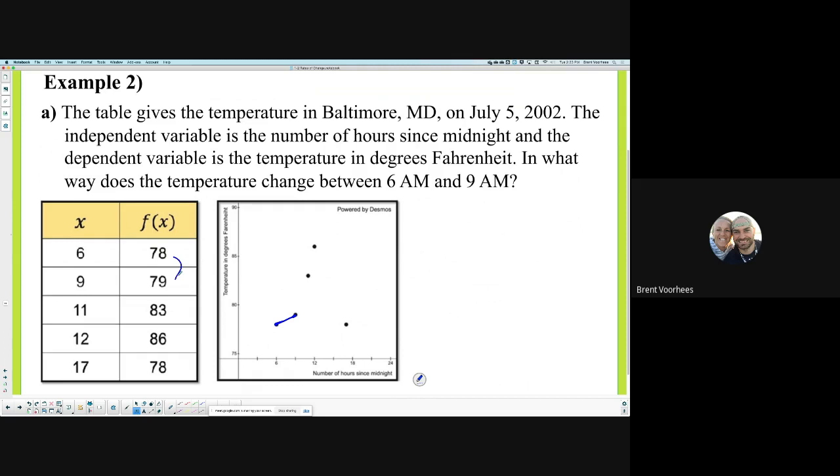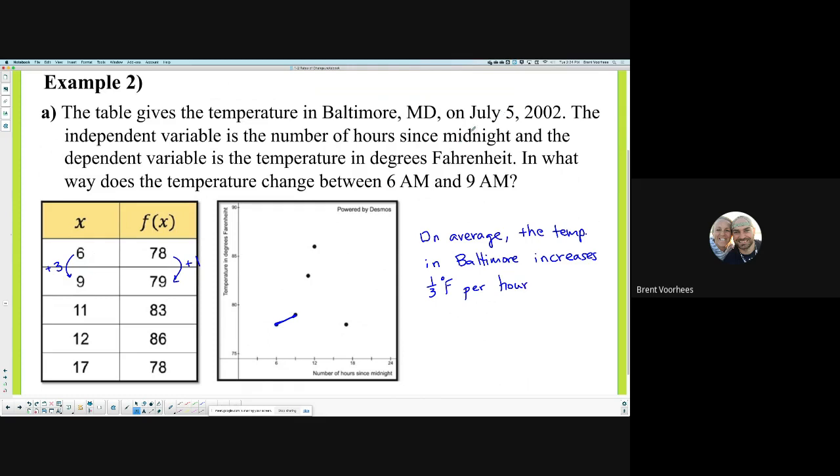Now, what happens to the temperature between 6 and 9? It increases by 1. Now, what happens to the time between 6 and 9? So, on average, how many degrees is the temperature increasing between 6 and 9 on average per hour? 1/3. So, you could say, on average, I'm going to put on average first so I don't forget that word this time. On average, the temperature in Baltimore increases 1/3 degree Fahrenheit per hour.